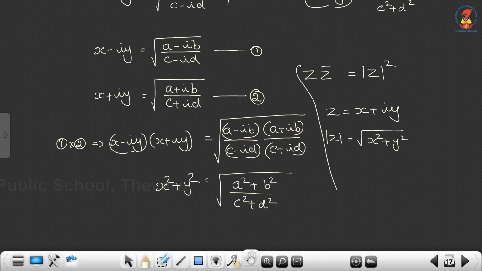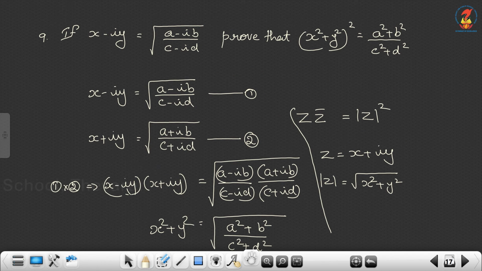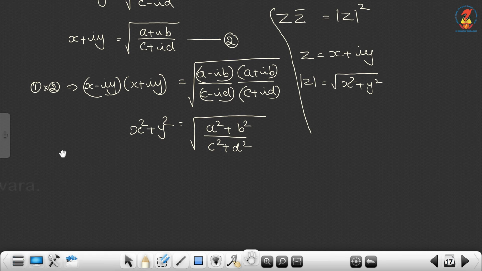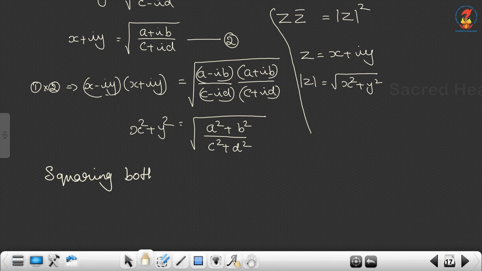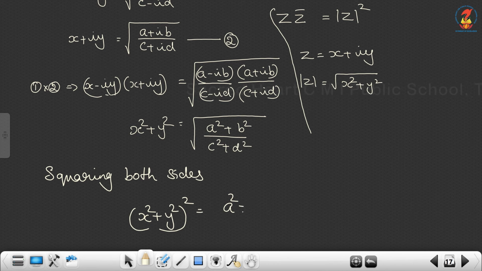But check the question. Without root you have to write. So squaring both sides. So (x² + y²)² becomes (a² + b²)/(c² + d²).